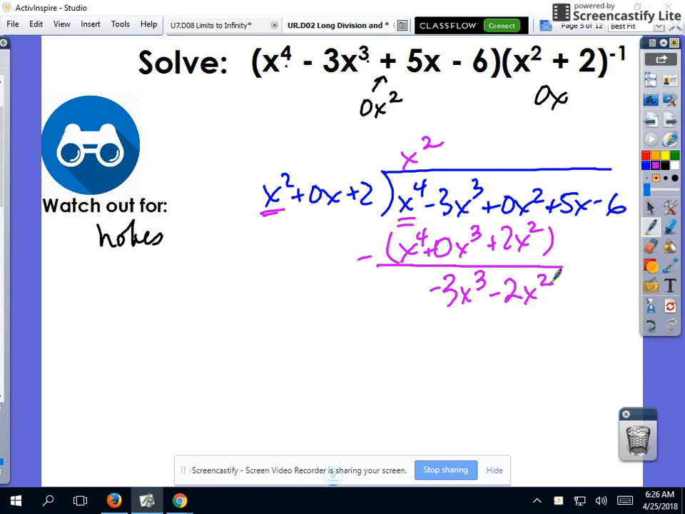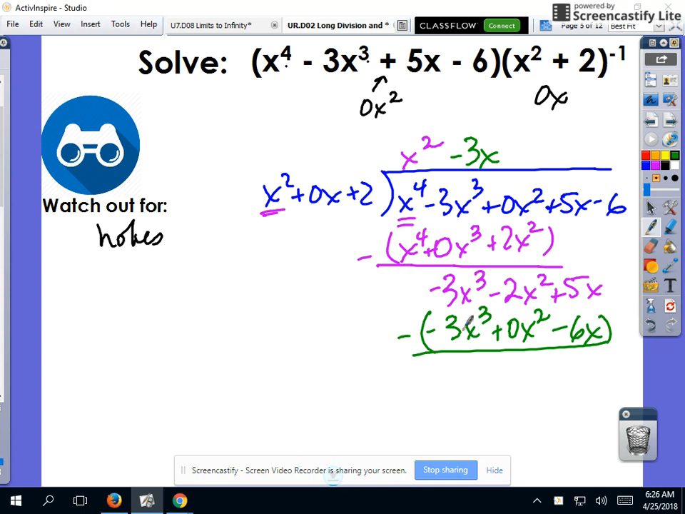And I do need 3 terms because I have 3 terms in my divisor. So I need to bring down one of these guys. Okay, I'm looking at negative 3x cubed. What do I multiply to x squared to get negative 3x cubed? And that is negative 3x, I think. Negative 3x times x squared is negative 3x cubed, and that works. Negative 3x times 0 gives us 0x squared. And then 2 times negative 3x gives us negative 6x.